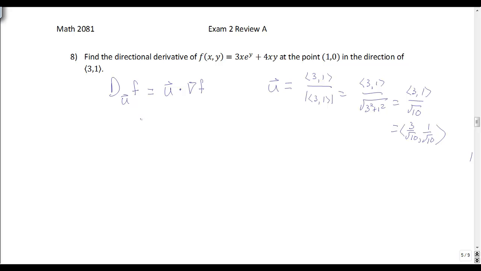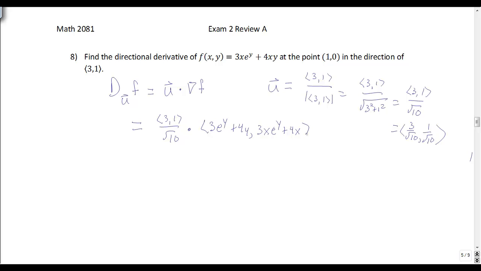So what I'm going to get now is u, and so that's (3, 1) over square root 10, dotted with the gradient of f. So I'm going to take a vector dotted with a vector. And this gradient of f is just a vector of the partial derivatives. So with respect to x, I get 3e to the y plus 4y. So the first component of the vector is the partial of f with respect to x. Second component of the vector is the partial of f with respect to y. So it's going to be 3x, derivative of e to the y is e to the y, plus 4x.